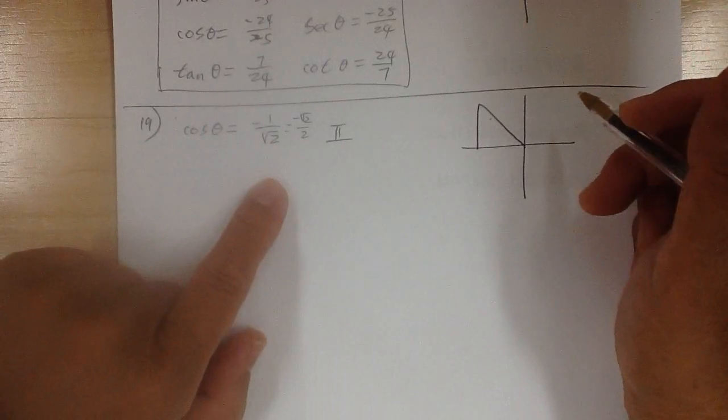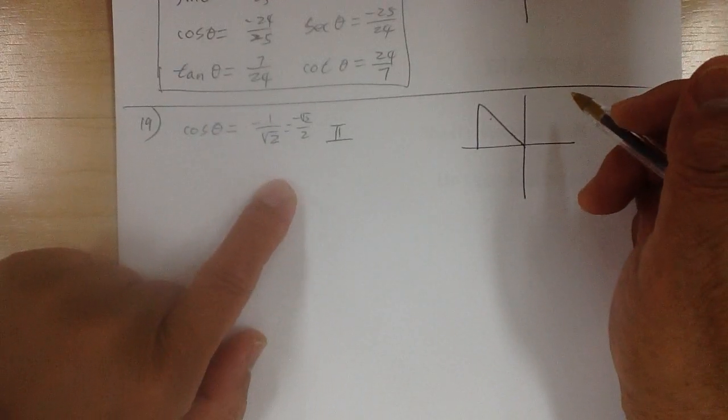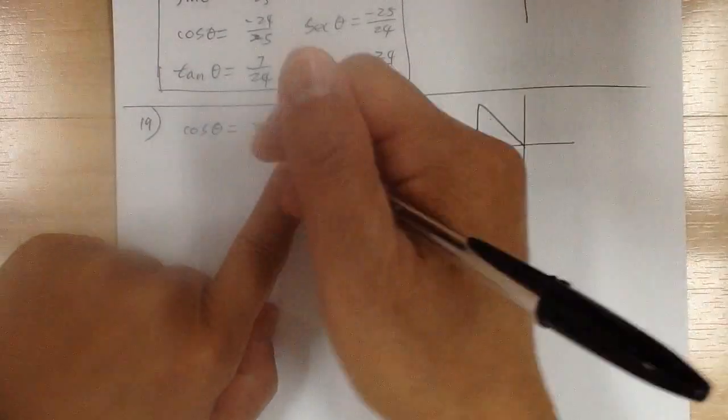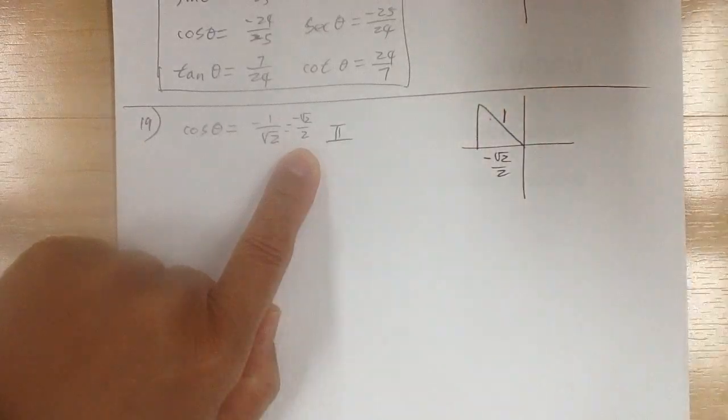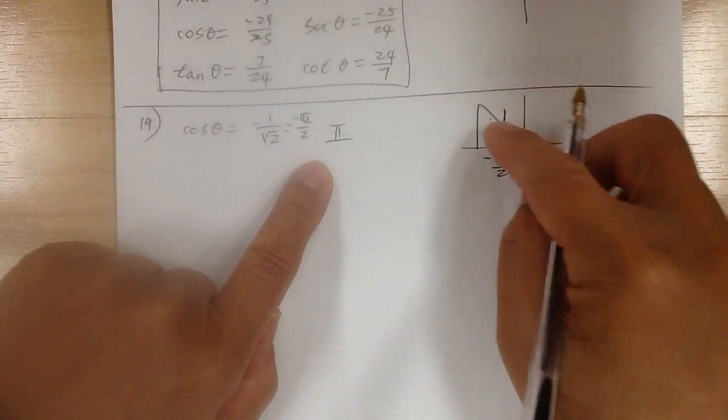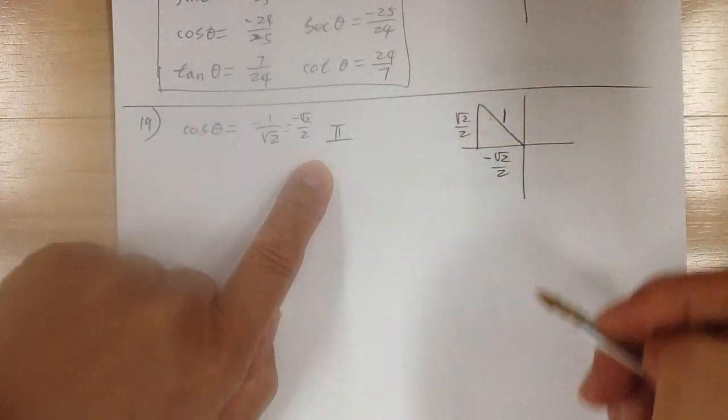Let's see, which one should I use? I'm going to probably use this one. So cosine is horizontal, so it would be -square root of 2 over 2 over 1. Okay, and so again, this would be square root of 2 over 2.